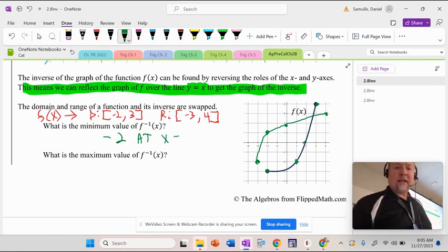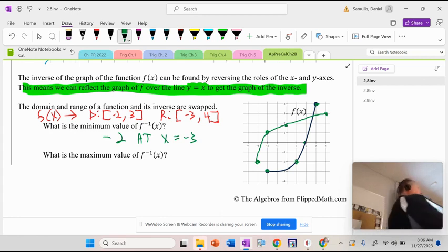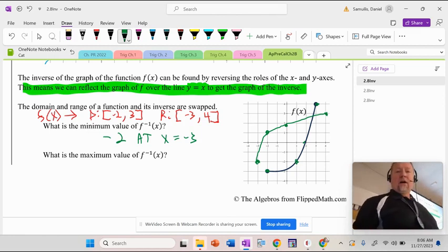Remember how we worded that back in the day, both in the earlier chapter and then definitely when we had rational functions and all the cubics and quartics. And then what's the maximum of this? It is 3 located at x equals 4.